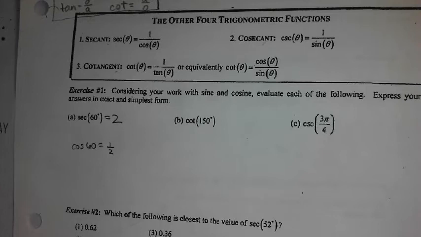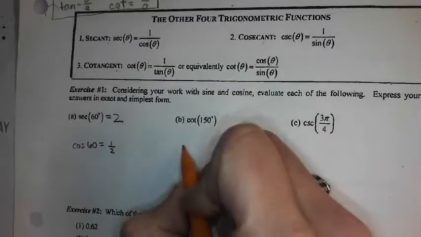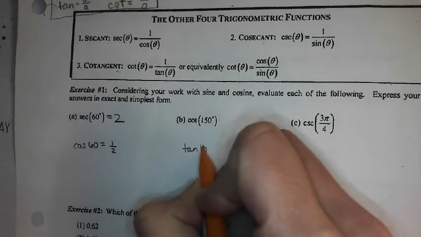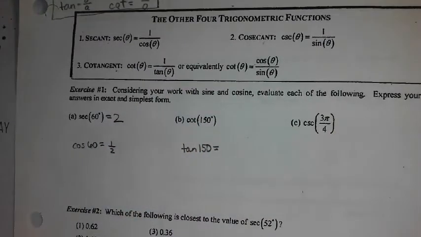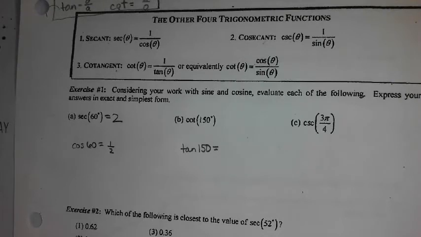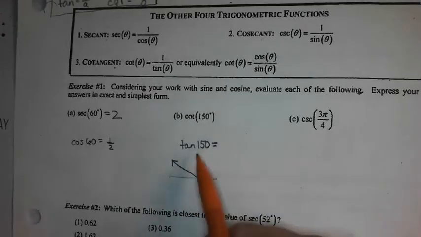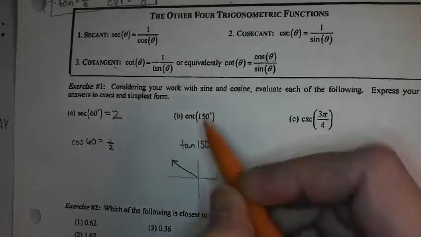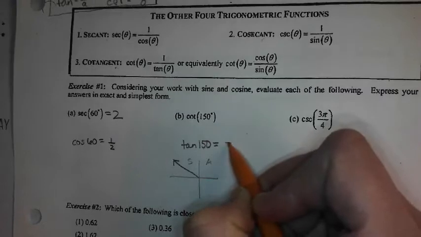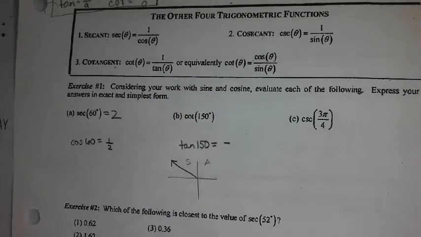So to find the cotangent of 150, what's my detour? What am I going to find first? Tangent of 150. Now this is a little bit trickier because 150 is not one of our memorized values. So we got to go through our two-step process. What quadrant are we in? Okay, so is tangent positive or negative? All students, correct, it's negative. What's our reference angle? 30. Memorized value, what's the tangent of 30?